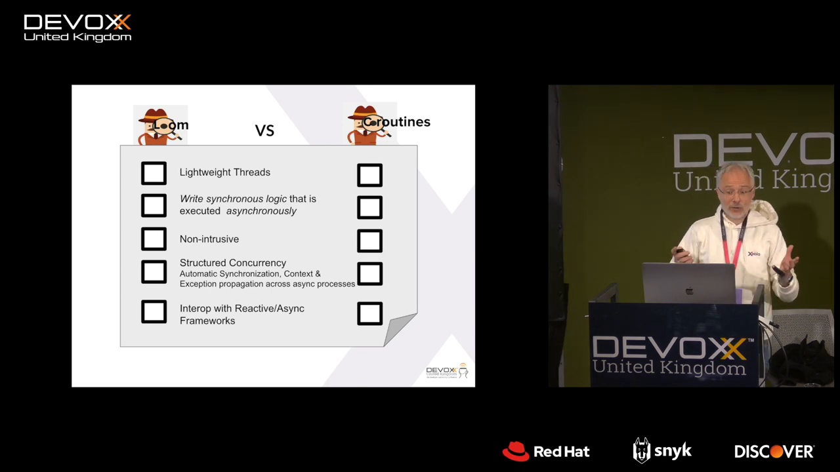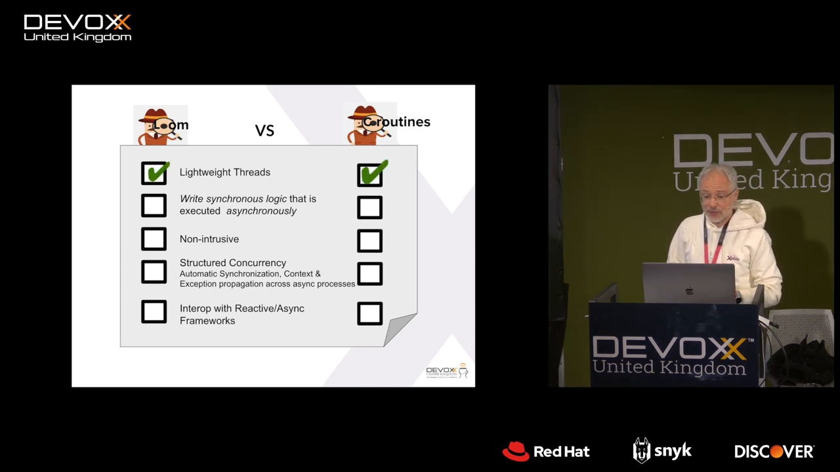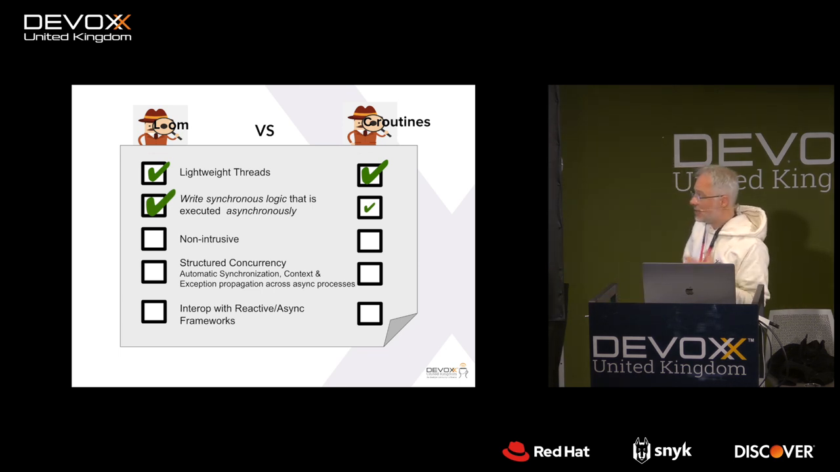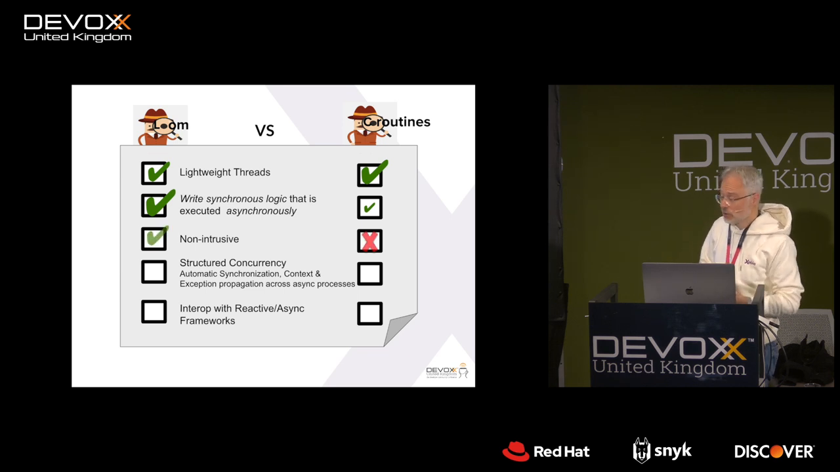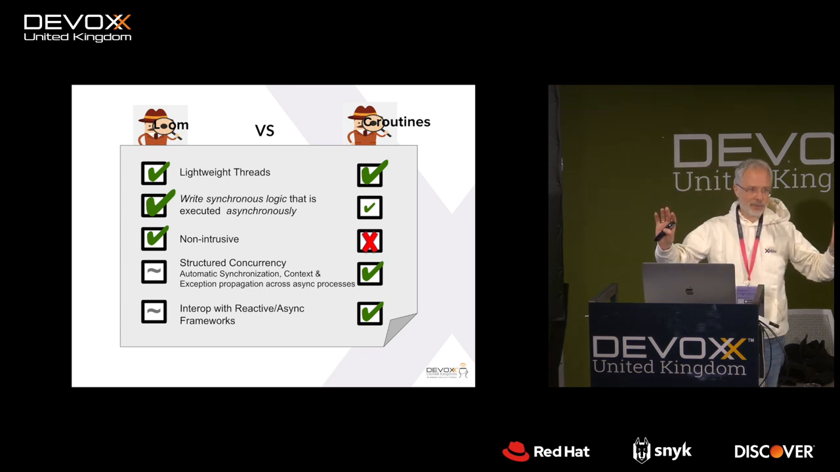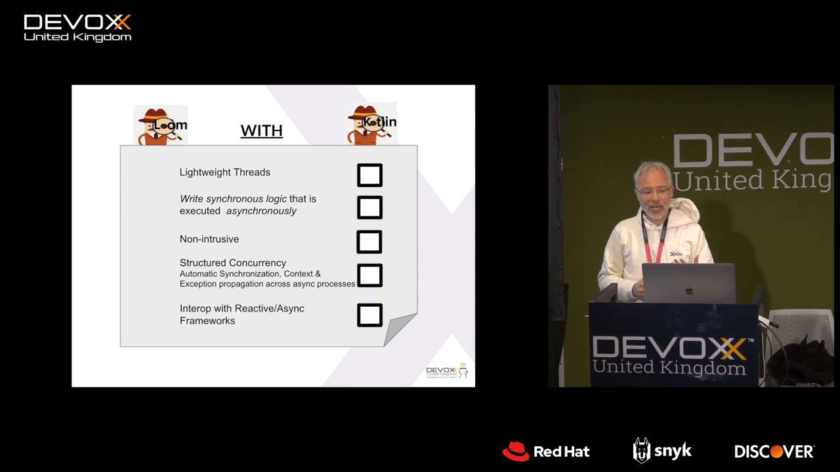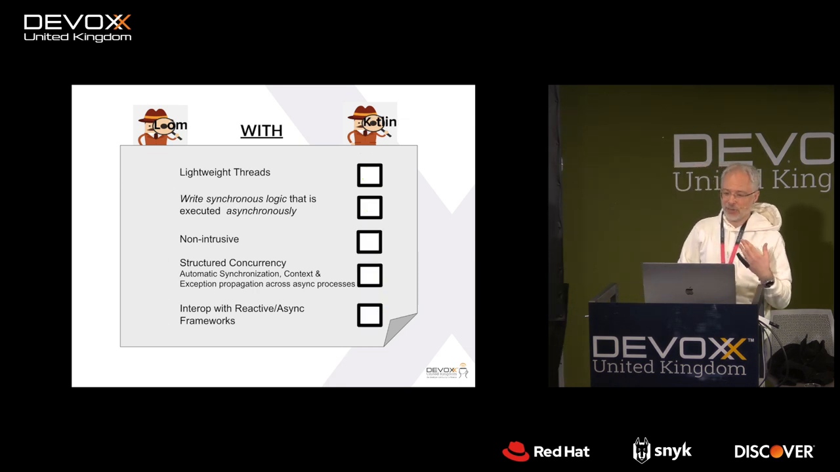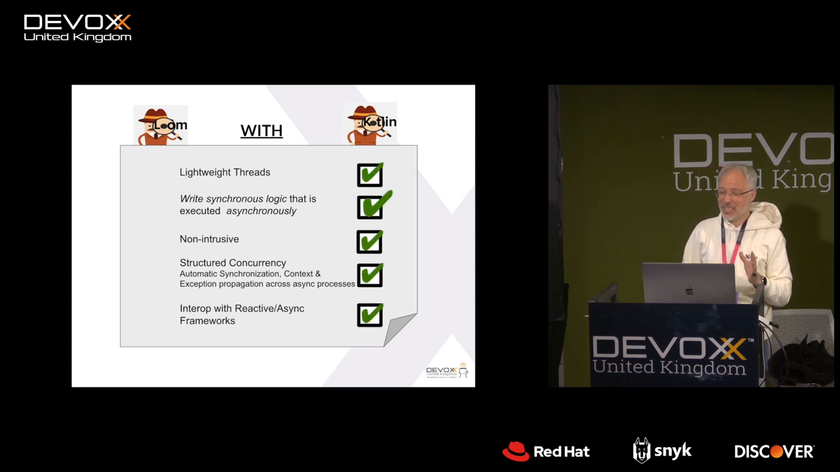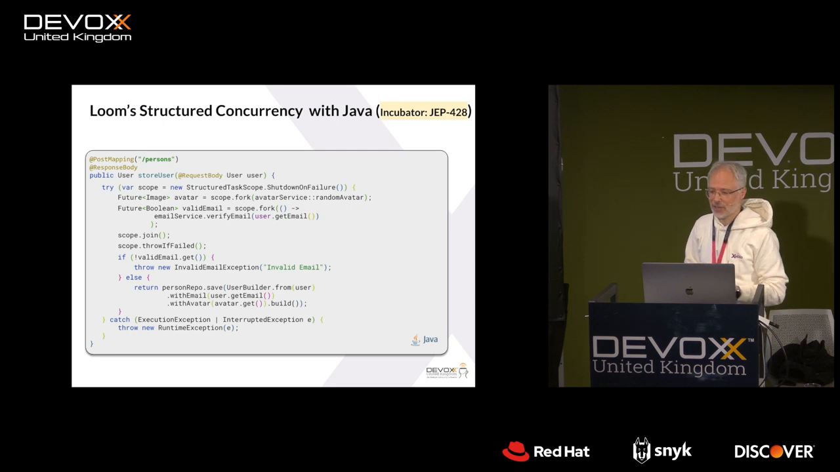Okay, so then let's draw our conclusion. What we see is that they both have lightweight threads. Loom is definitely better with synchronous logic that is executed asynchronously because it's available everywhere. Intrusiveness, Loom is definitely the winner because coroutines are to a certain extent intrusive. And when it comes to the last two, I would say coroutines are definitely the winner. So this is when you put these things next to each other. But I think what's more interesting is to look at the case where we would integrate Loom with coroutines or even Kotlin, because then I think you really get the sweet spot. Let's figure that out.